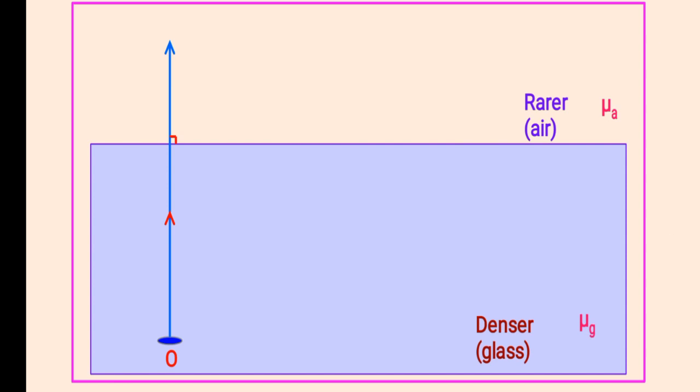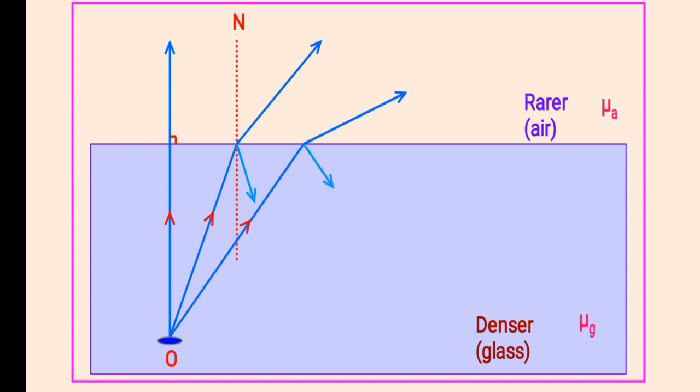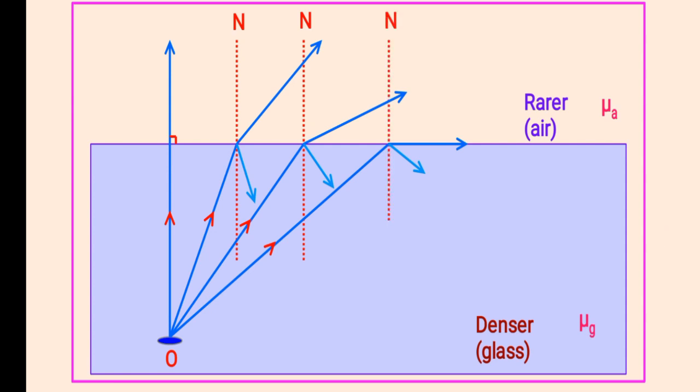Afterwards, when we increase the angle of incidence slowly, we get a partly reflected ray and a partly refracted ray. At this situation, you may find the angle of incidence and angle of refraction slowly increasing from 0 degrees. At a particular angle of incidence, we get an angle of refraction of 90 degrees. The angle of incidence at which r is equal to 90 degrees is called the critical angle.